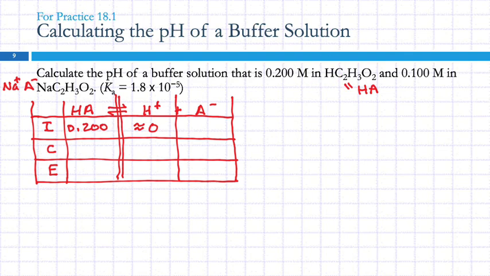Now we're stepping it up a little bit. So here we have 0.1 molar of the sodium acetate, so 0.100. Because of this, the hydrogen ion concentration is going to be lower than if it was just acetic acid. So now we look at changes. This side has a 0, so it can only go up, so plus X, and the other side is minus X. So 0.200 minus X, and we have X, and 0.100 plus X.